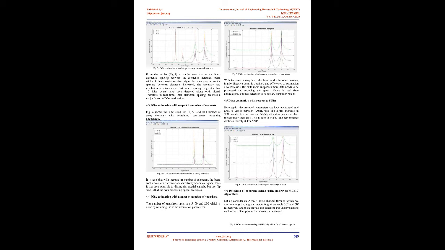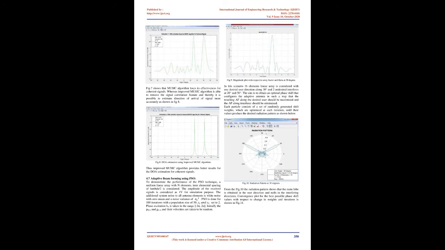4.3. DOA estimation with respect to number of elements. It is seen that with an increase in the number of elements, the beamwidth becomes narrower and directivity becomes higher. Thus it has been possible to distinguish spatial signals, but the flip side is that the data processing speed decreases.